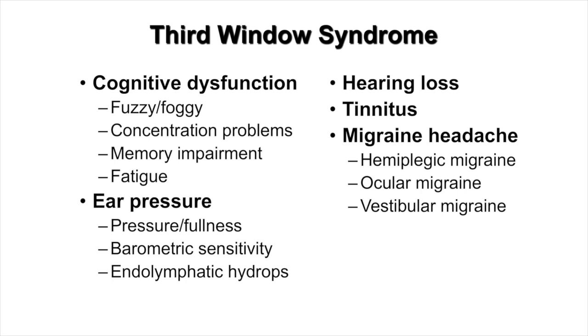These patients are also very sensitive to changes of barometric pressure. They can experience a hearing loss, which is measured as a pseudoconductive hearing loss. They can perceive tinnitus of the ear, and finally can experience migraine headaches, including the three variants of migraine: hemiplegic migraine, ocular migraine, and vestibular migraine.